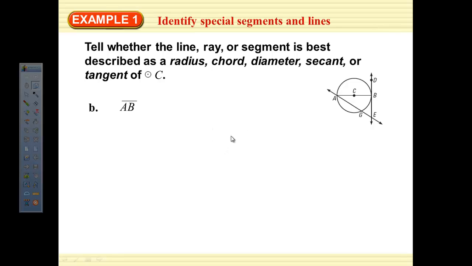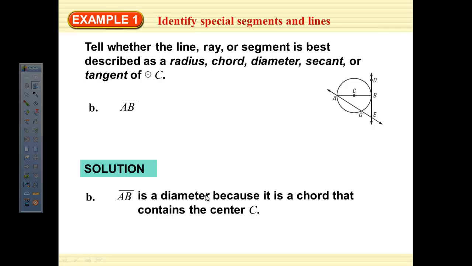The next one, we're going to look at AB. AB goes all the way across the circle, but it goes through the center. We call that a diameter. So A and B are on the circle, and it goes through C, which is the center. Again, it's a chord. Okay. In fact, any segment that goes from one part of a circle to another is a chord. But this is a chord that contains C, so it's a diameter.